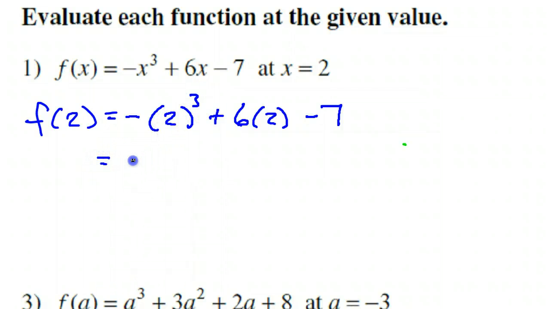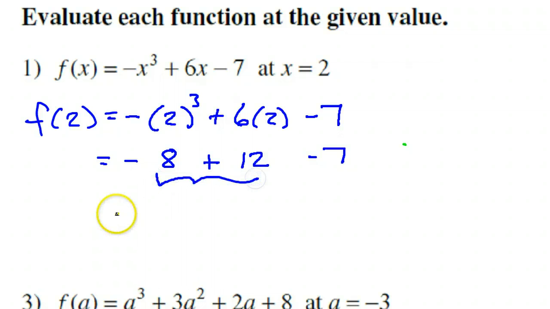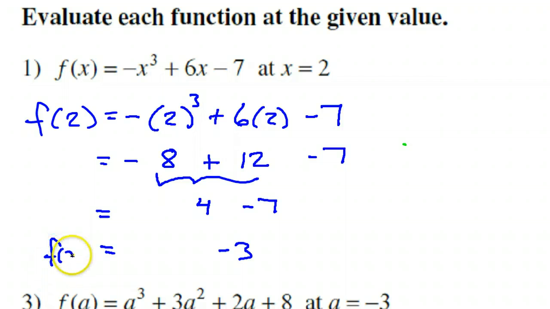So negative 2 to the third power is 8. I'm sorry, 2 to the third power is 8. Notice that negative sign is not being raised to any power. It's just sitting there. Anyway, we've got plus 12 and then minus 7. Putting these together, that's going to give us 4, and then minus 7 is going to give us negative 3. So f at 2 is negative 3.